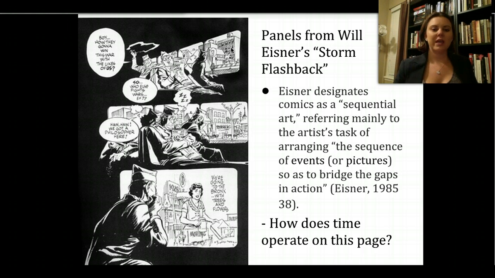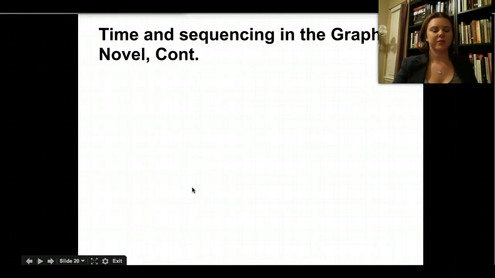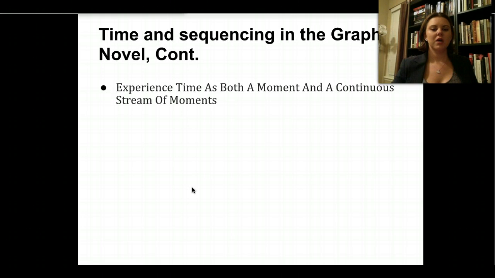So we can't have one continuous movement like we would see in a movie. Instead, we get a moment, a moment, a moment, and then how they interact with each other. So let's go into this a little bit further. Because of the way that a graphic novel is organized and sequenced, we experience time as both a moment when we look at just one panel and a continuous stream of moments as our eyes bounce around.